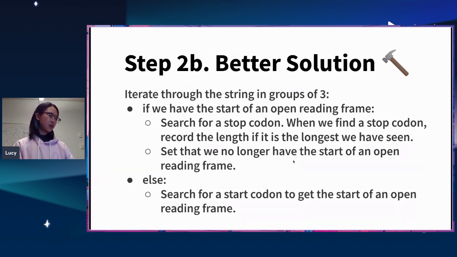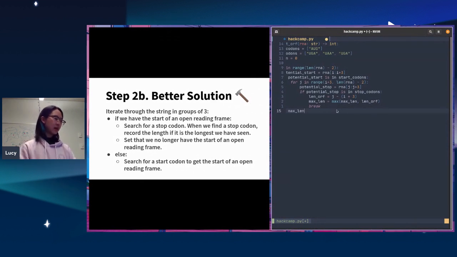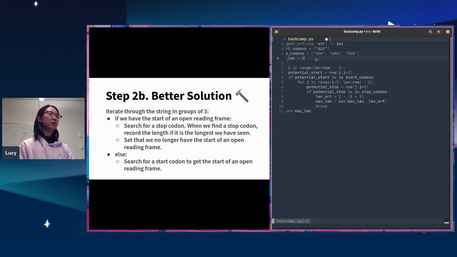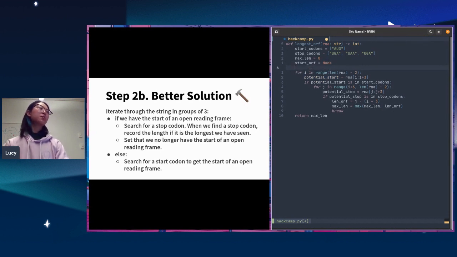So then the way I would improve my current solution here is that we're going to have another variable. In addition to max length, we're going to have a start open reading frame variable, and basically this will just tell us if we do have a start codon right now. I'm just going to set it to None. None means we don't have one, and then you're going to start deleting parts of your code, but don't do it too hastily because you still might need it.